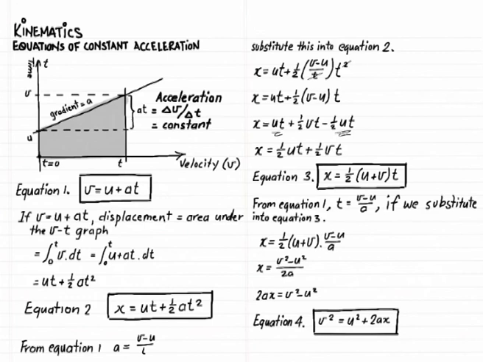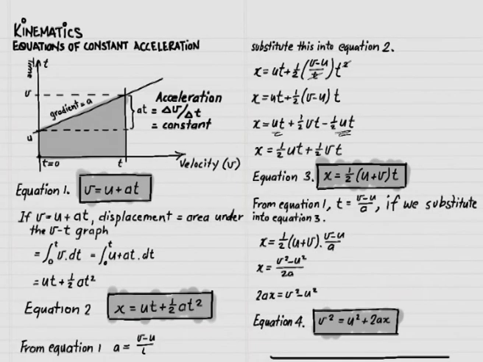This means we can calculate the velocity v if we know the initial velocity u, and the acceleration and the displacement. Now we can use these four equations in various situations, and we'll have a look at some examples of how they can be used. That's a brief introduction to kinematics and the equations of constant acceleration.